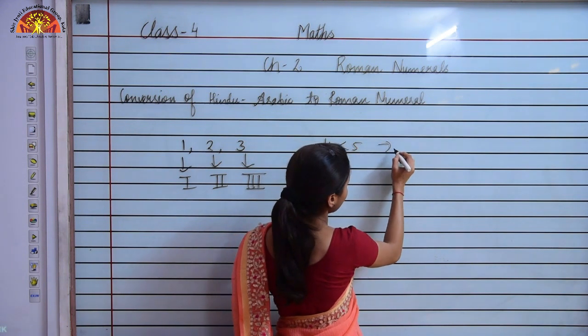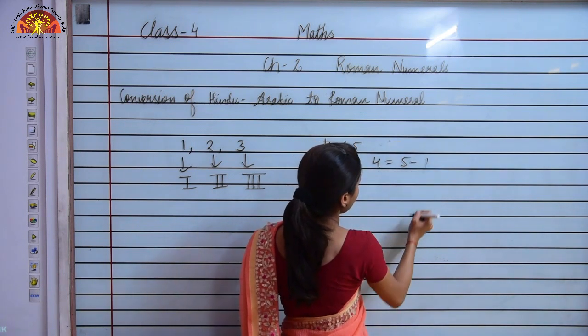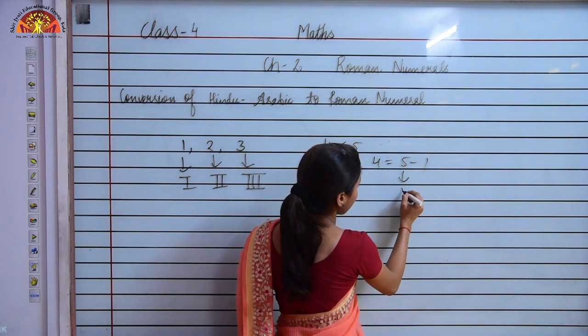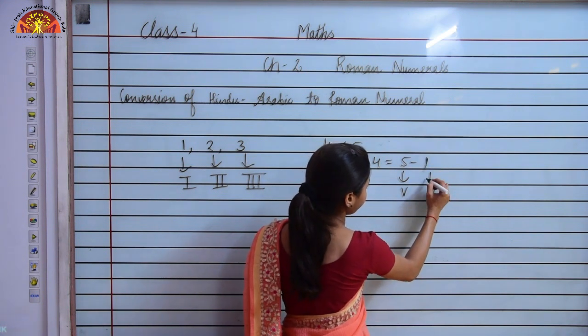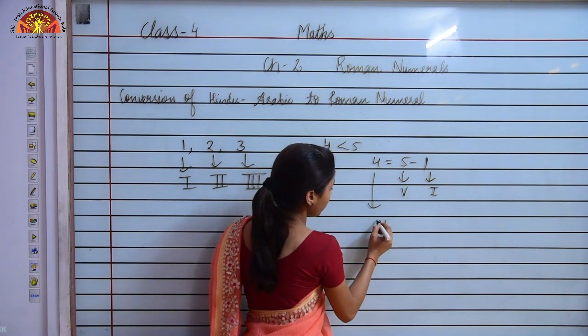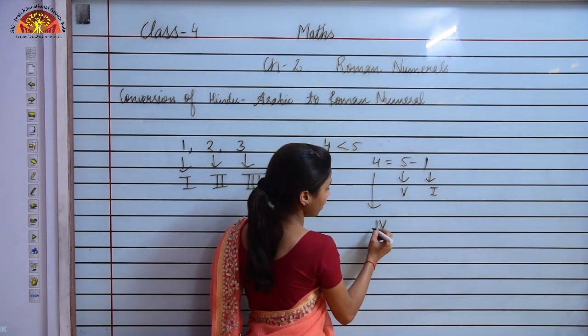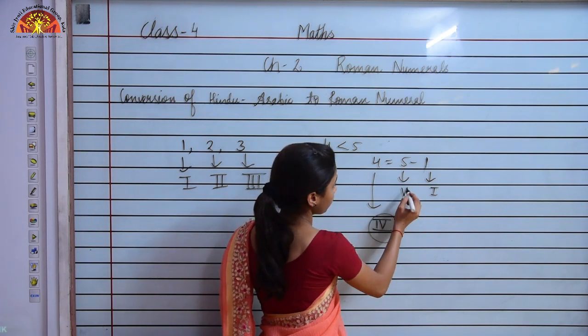Then only I will write 4 now. To write 4, I have to subtract 1 from 5. Now 5 is written like V in Roman form and 1 is written like I. So to write 4, I will subtract 1 from V. So I will write I on the left hand side and V on the right hand side. So this is 4. Now this is 5.